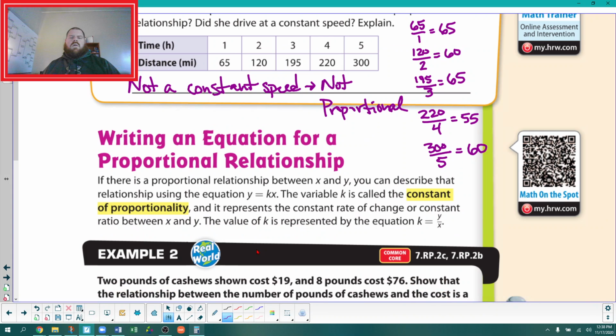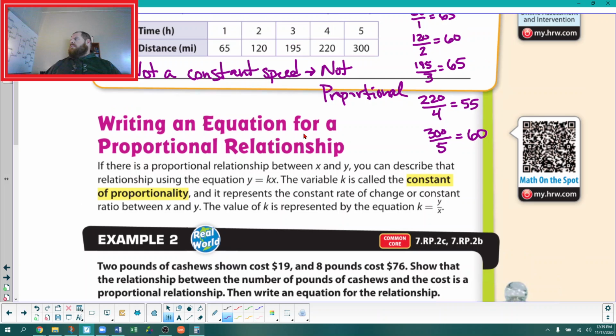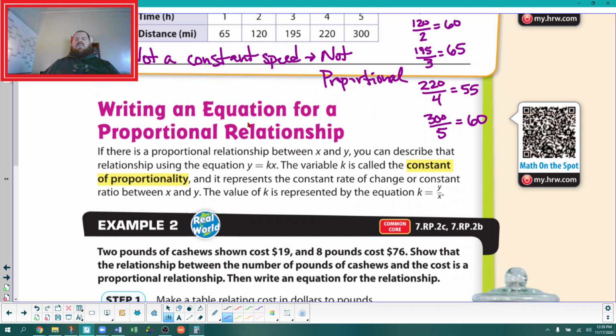Now we can also talk about writing equations to set these up, to describe these. It says if there is a proportional relationship between x and y. That's the key word. The first word there is so important. If. I can't write an equation for that last example. I can't do it because it's not a constant speed. Your speed fluctuates. So none of this matters for that particular problem.